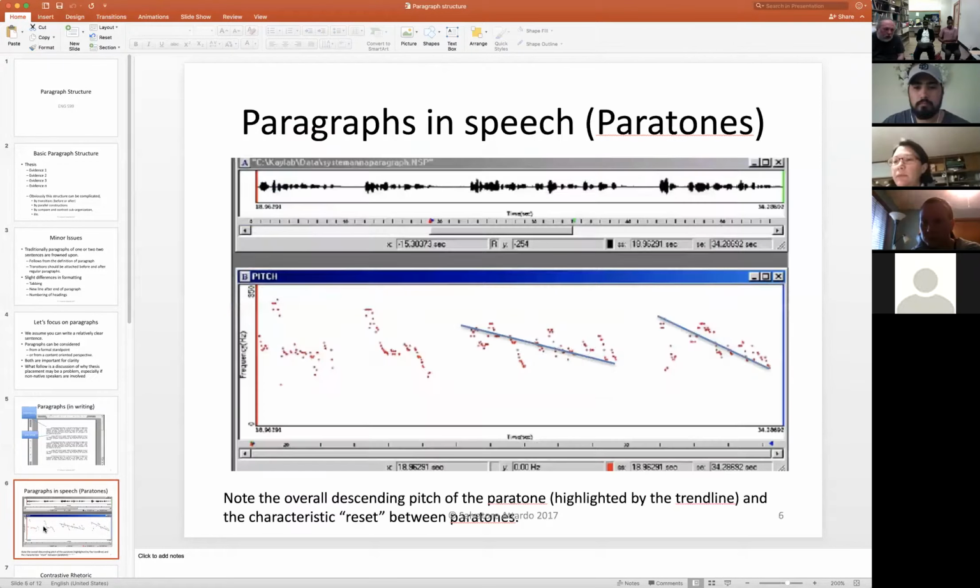Now, interestingly enough, this is what a paragraph looks like in speech, okay? Because paragraphs are not just there in writing, they also exist in speech. We're not going to spend a lot of time looking at that because that's not the focus of this course.